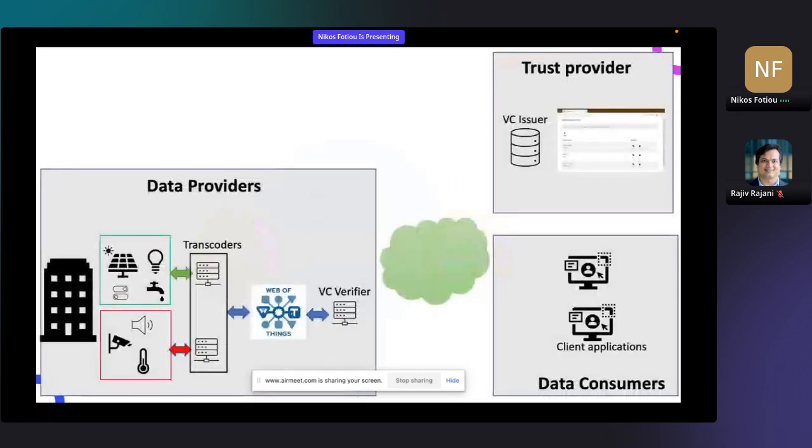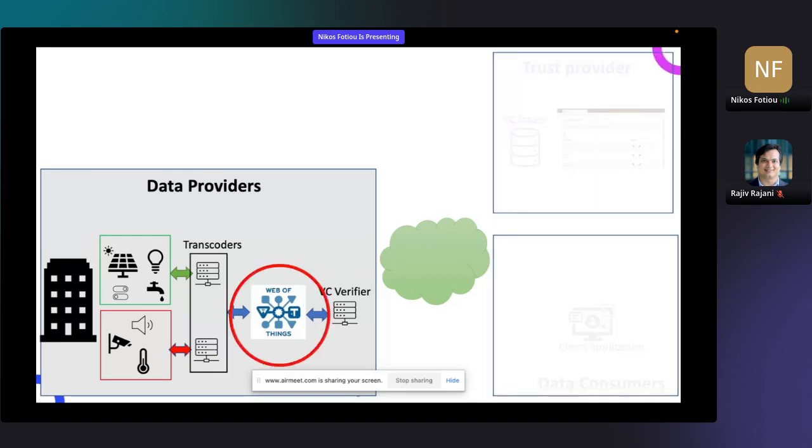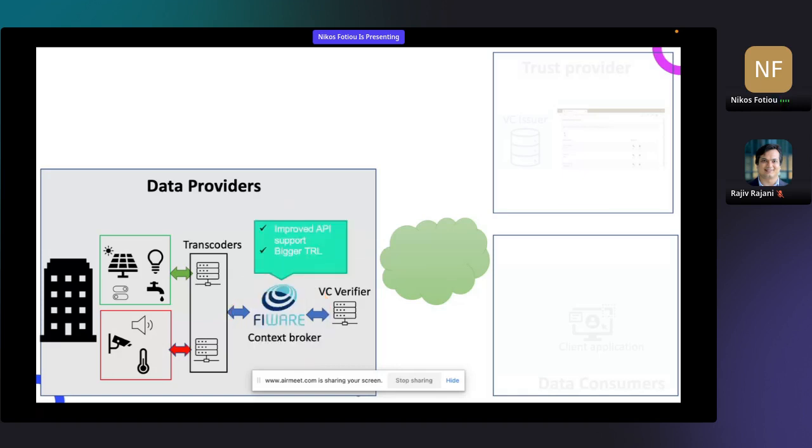Our starting point will be a data sharing architecture that we have already developed. In that architecture, we are using a gateway called Web of Things, which is a W3C standard, which is nice, but it does not have great API support, and it cannot be used in real deployments. In this project, we are going to leverage FIWARE technologies in order to have improved API support and greater TRL.